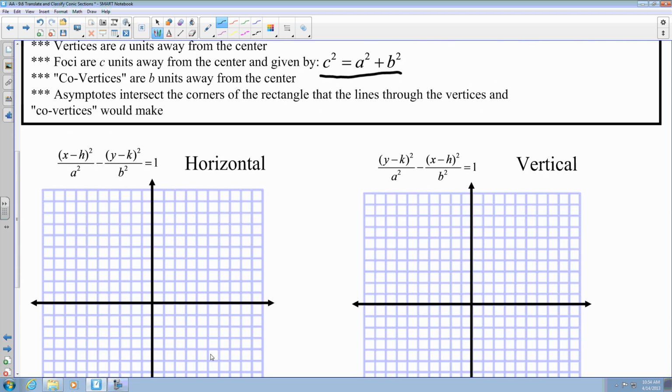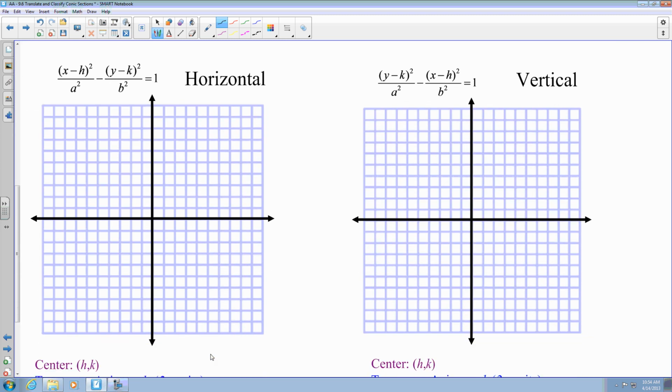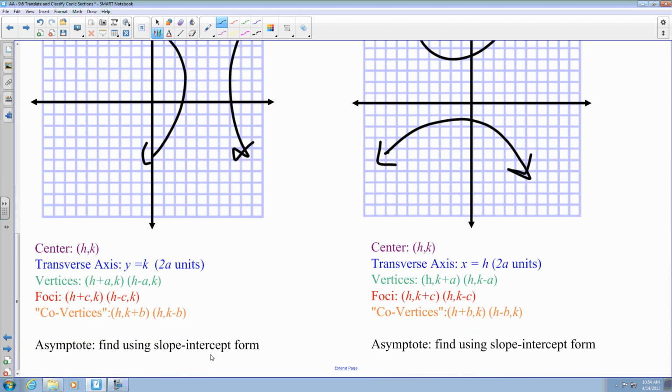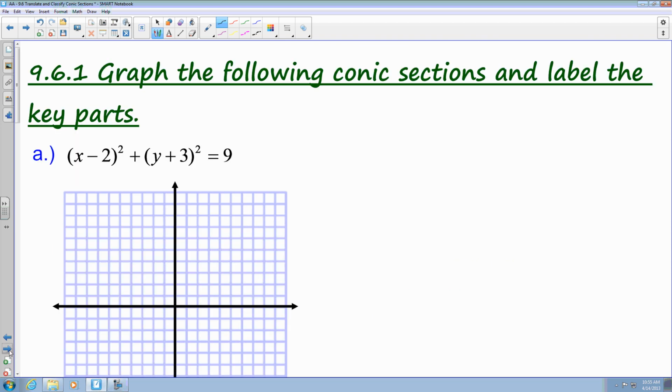And then the horizontal hyperbolas look something kind of like this. And then the vertical ones are here. And then these are dictated by our values that we have up top. Okay. So let's do some examples.